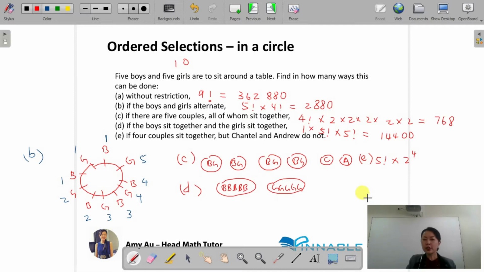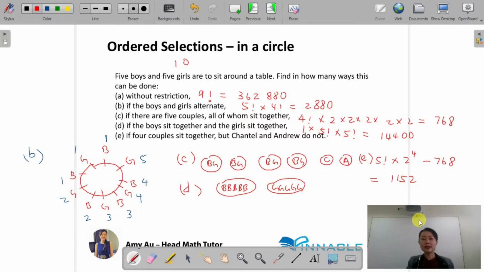Now, if we arrange it this way, it's inevitable that sometimes Chantel will sit next to Andrew, right? So, for example, if you arrange this order in the circle, Chantel will be sitting next to Andrew, which we don't want. So what you need to also remove from this counting is when Chantel and Andrew are together, which is basically C, right? C is when you have that 5th couple together, so just minus 768. Okay, take that away, so 1152.